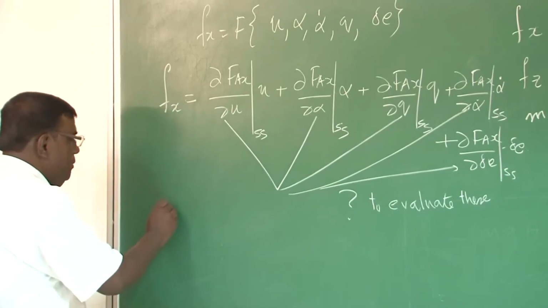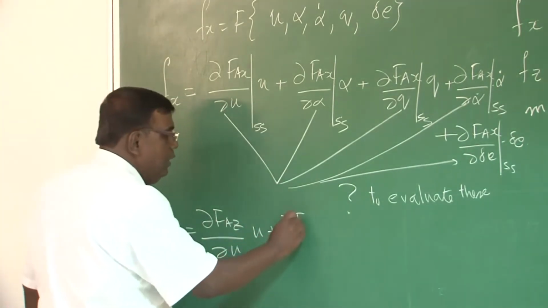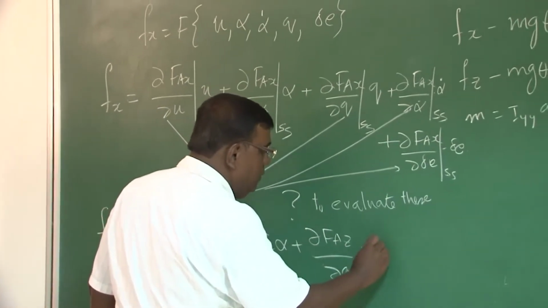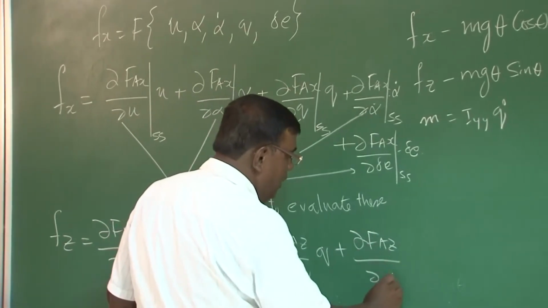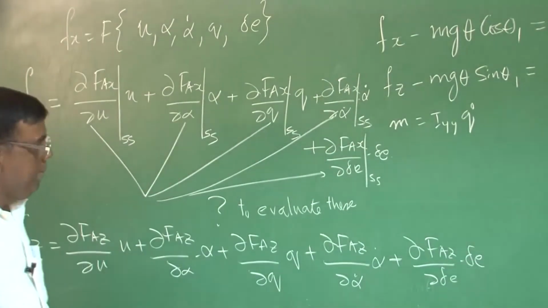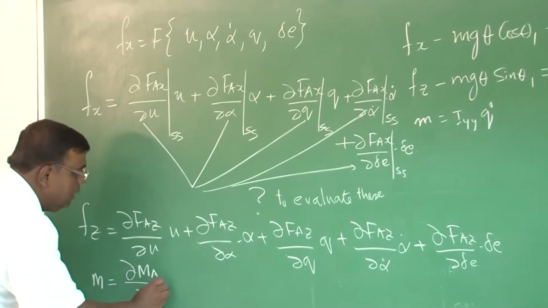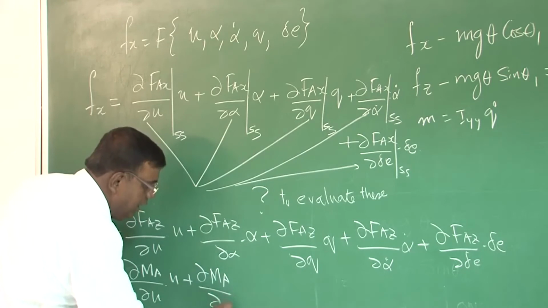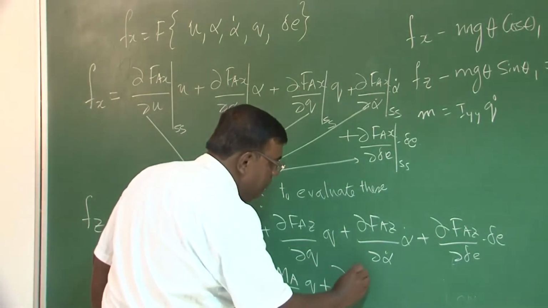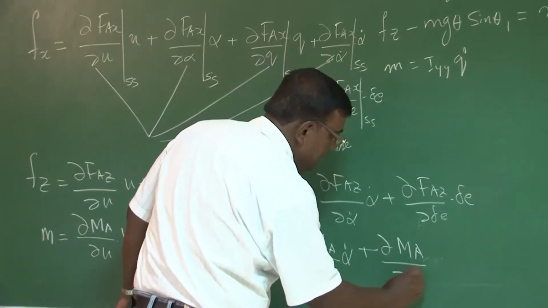But before I do that, we also write in a similar way Fz as dFaz/du into u plus dFaz/d alpha into alpha plus dFaz/dq into q plus dFaz/d alpha dot into alpha dot plus dFaz/d delta e into delta e. You can write it yourself. Similarly, you have become expert. The perturbed pitching moment can be expressed as dMa/du into u plus dMa/d alpha into alpha plus dMa/dq into q plus dMa/d alpha dot into alpha dot plus dMa/d delta e into delta e.